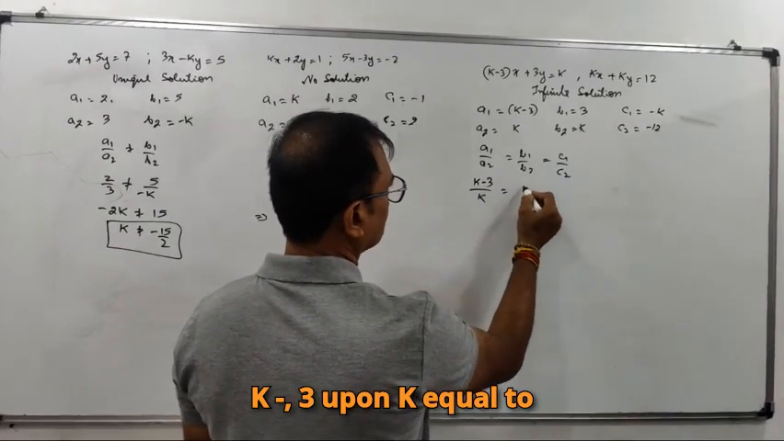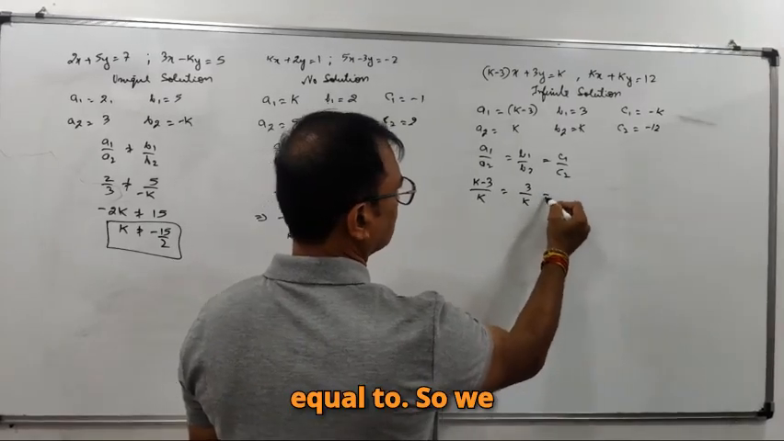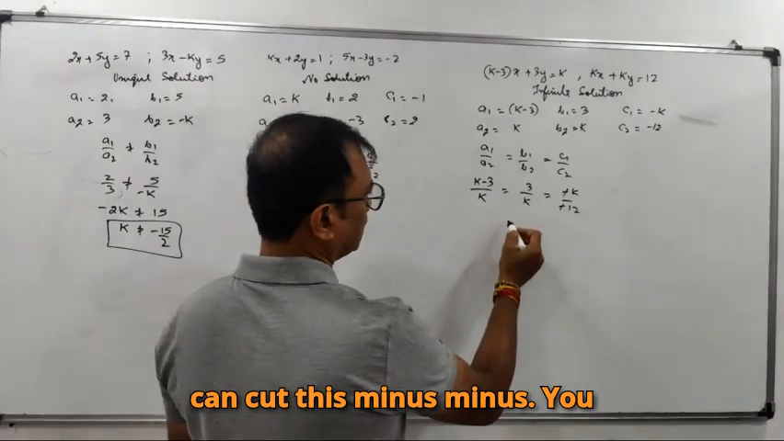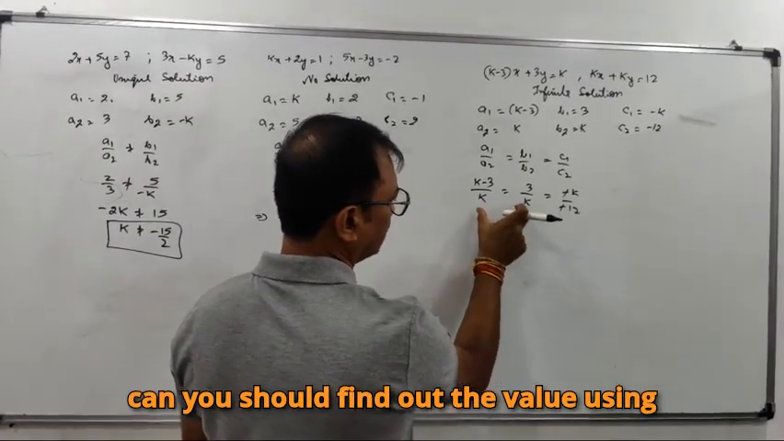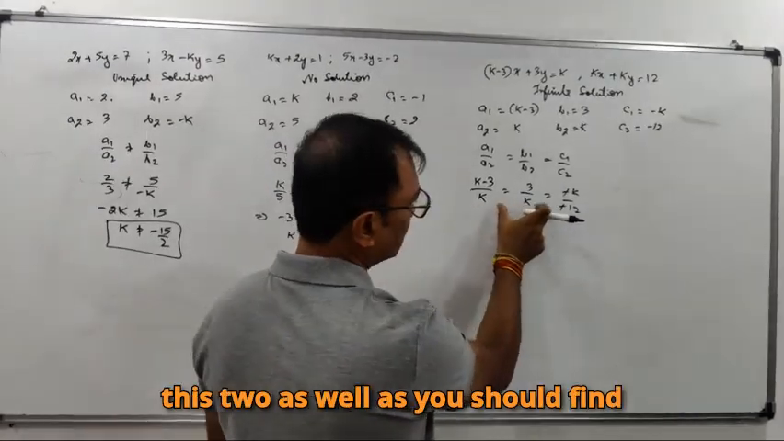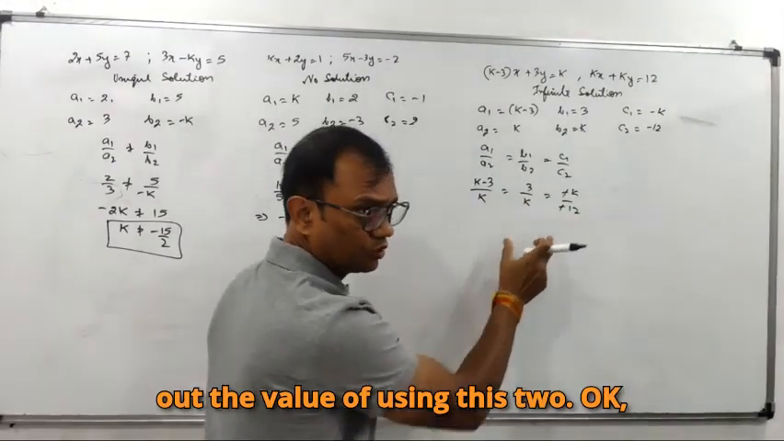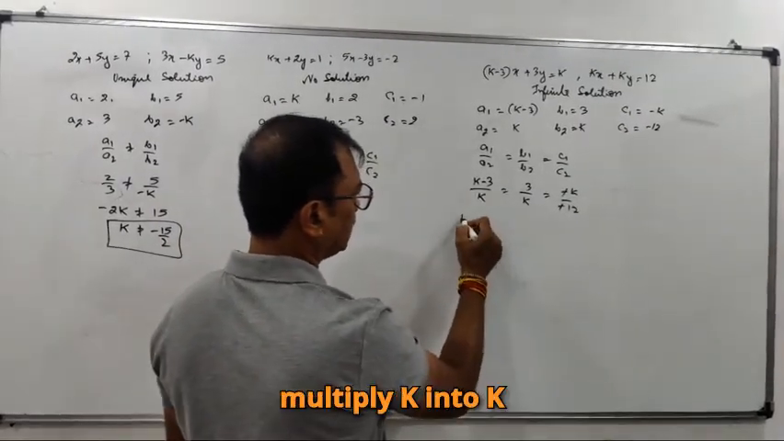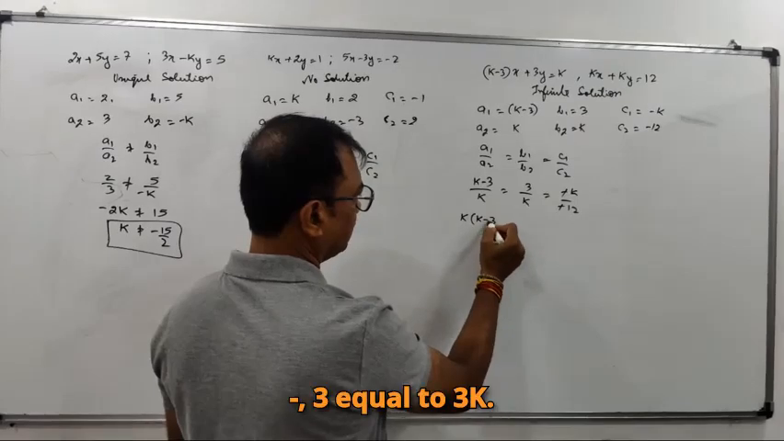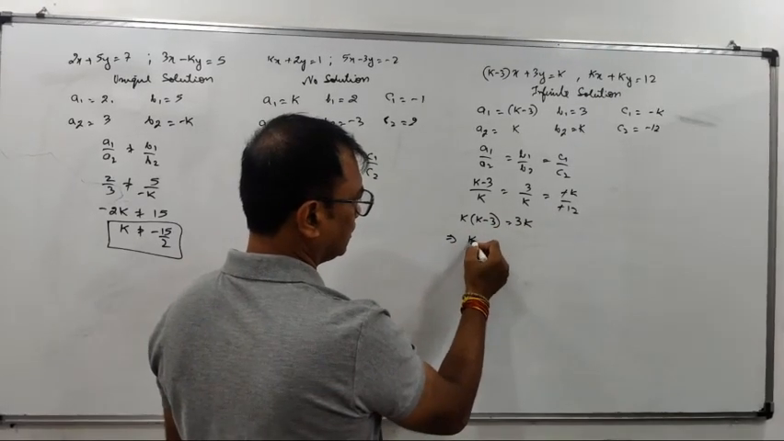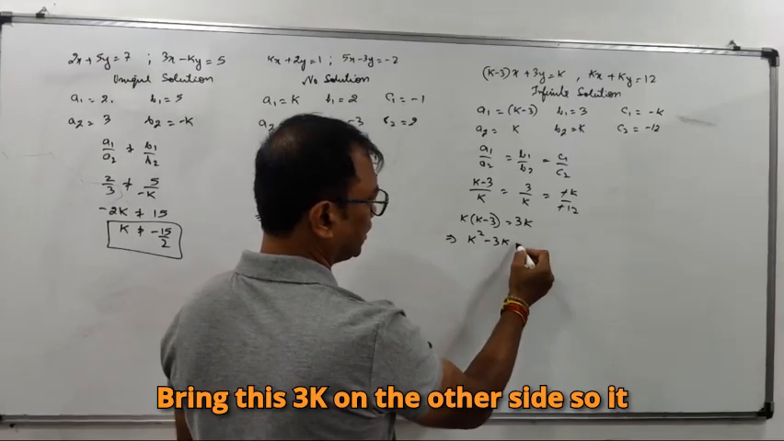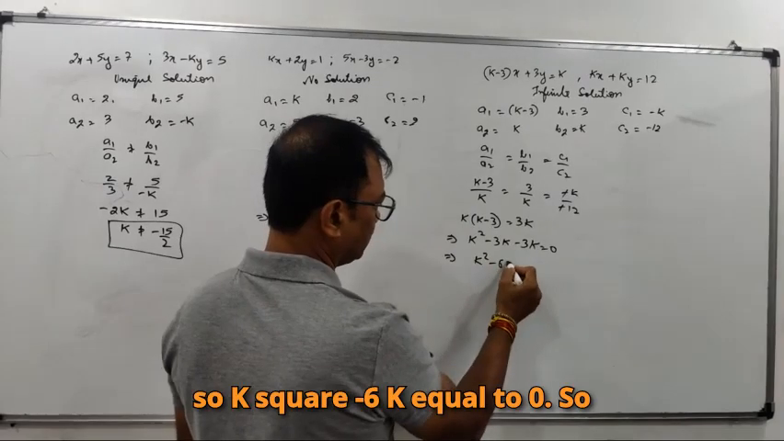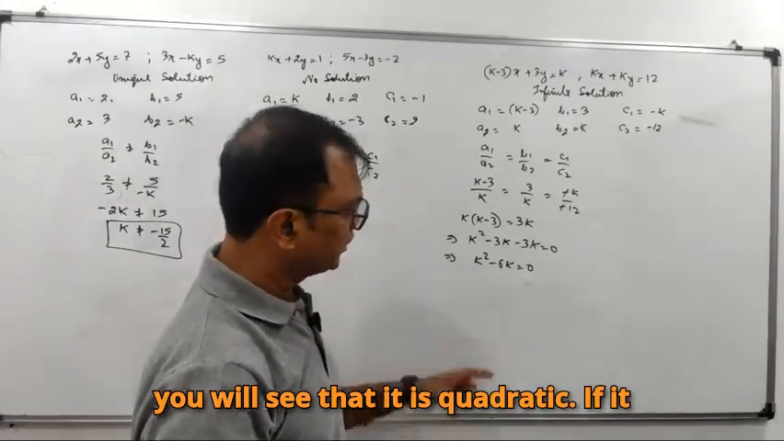K minus 3 upon k equal to 3 upon k equal to minus k upon minus 12. So we can cut this minus minus. You should find out the value using these two, as well as you should find out the value using these two. If you observe, we will get a quadratic. Multiply k into k minus 3 equal to 3k. Yes, k square minus 3k. Bring this 3k on the other side, so k square minus 6k equal to 0. So you see that it is quadratic.